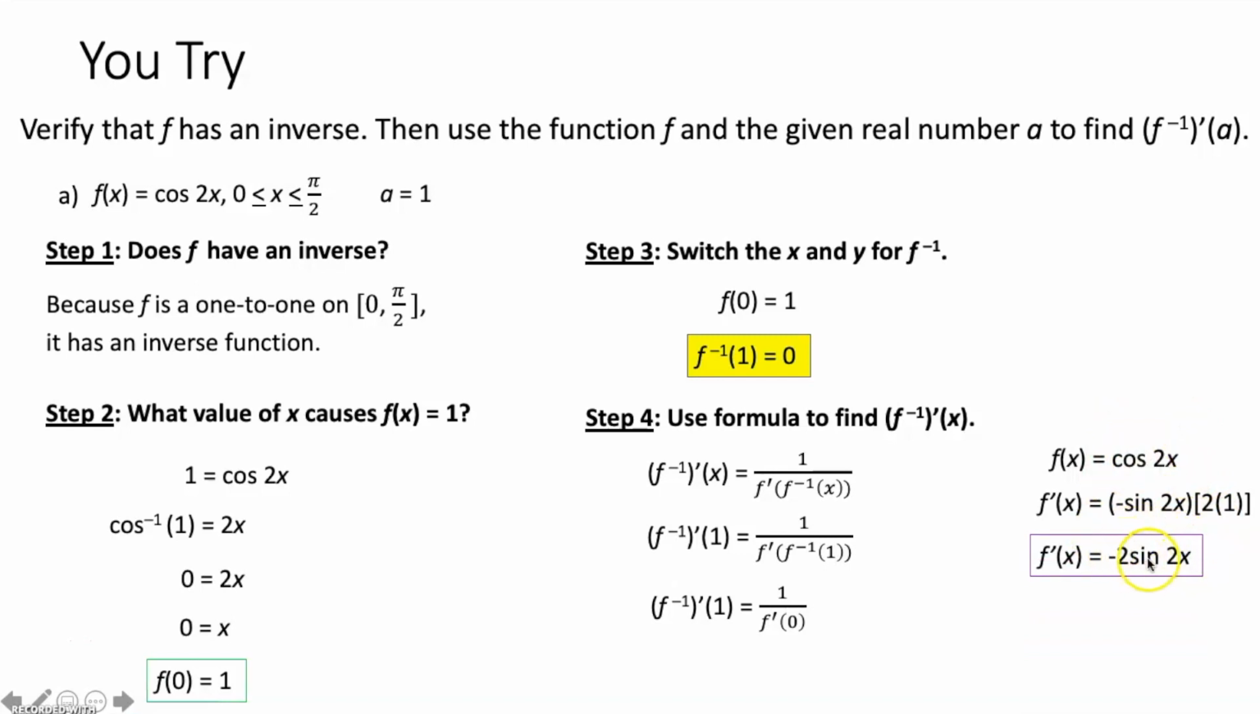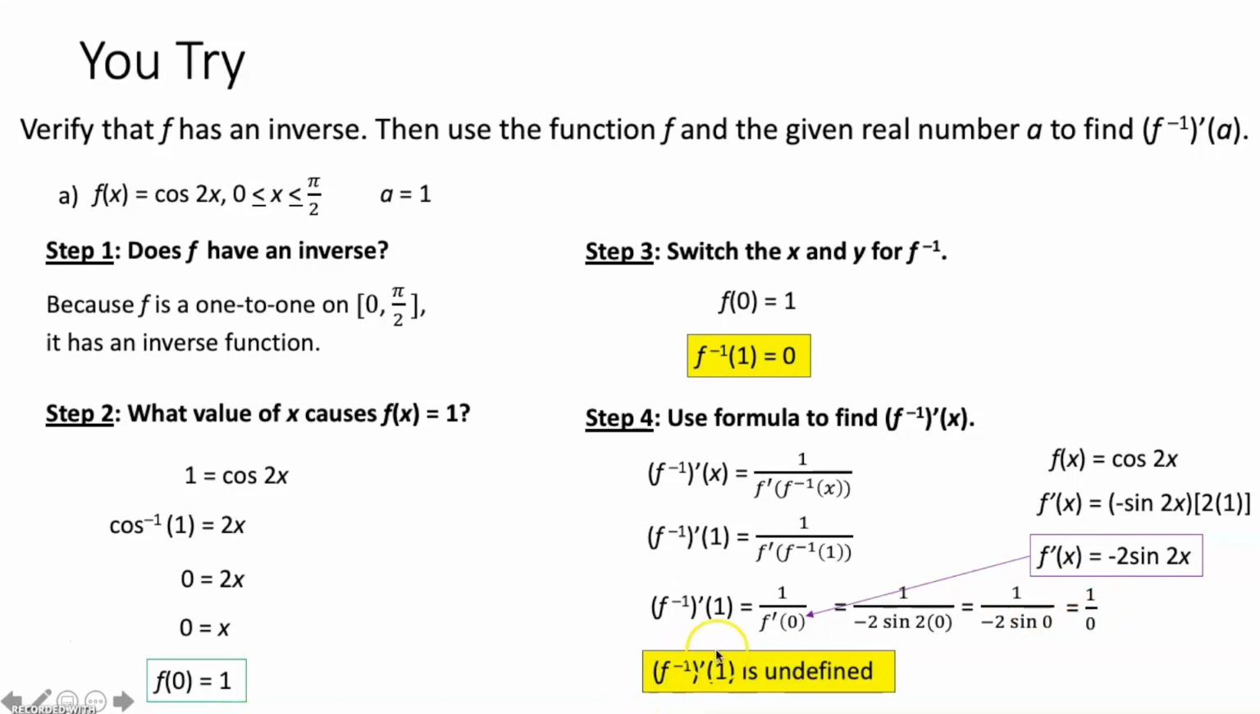We then take this and evaluate it at 0. So we plug in 0 for x. We simplify. 2 times 0 is 0. Sine of 0 is 0. And then 1 over 0, oh, that's undefined. So we know that f inverse prime of 1 must be undefined.